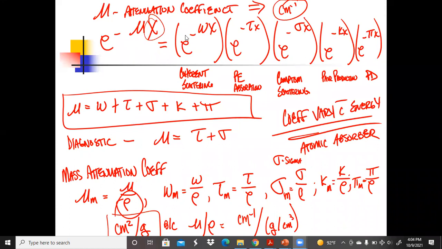Now, this attenuation coefficient is going to be divided up into several different parts here. What we're going to do is take this linear attenuation coefficient and cut it up into several different sources as to how this gets produced. Some of it's going to be from coherent scattering. Some of it's going to be from photoelectric effect. Some of it's going to be from Compton. Some of it's going to be from pair production.